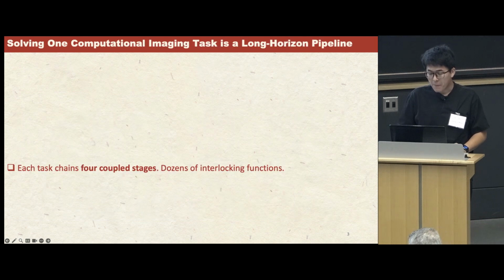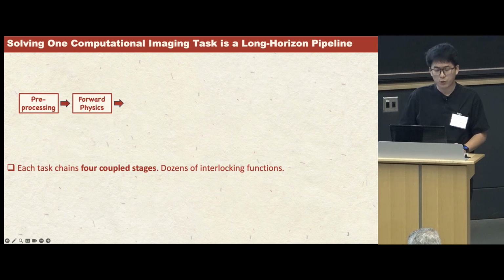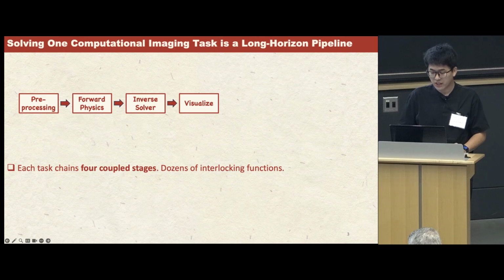But here is what it actually takes to solve one of these problems. You preprocess the raw measurements into the quantity the algorithm expects, then you implement the forward operator, and usually it's hard. You pick and run an inversion algorithm, and finally you visualize the result. These four coupled stages make it a long-horizon task, and that matters because long horizon is where agents are weakest.